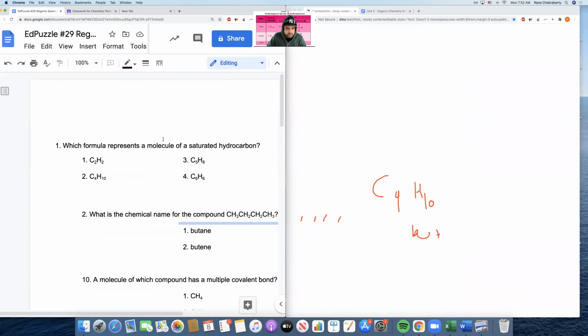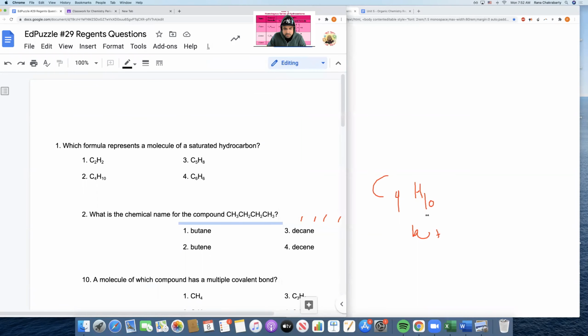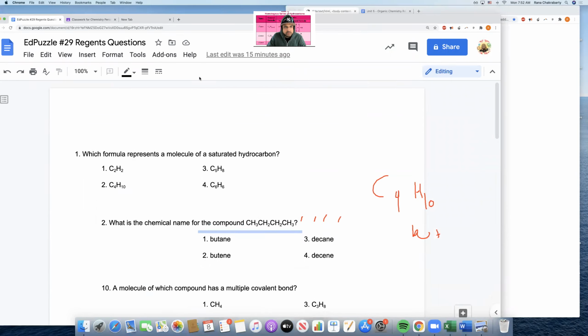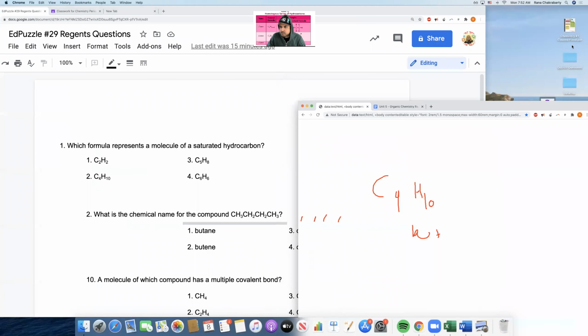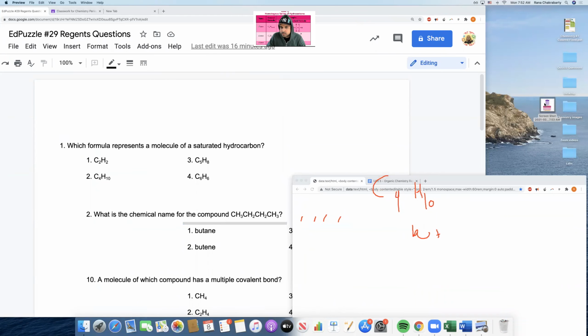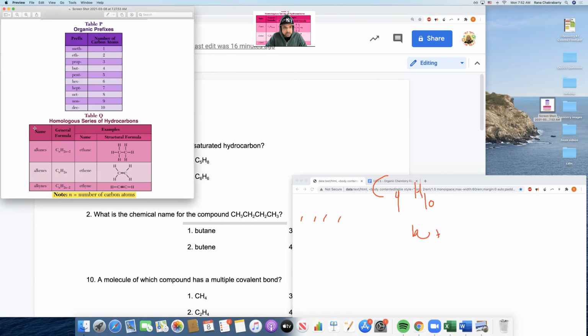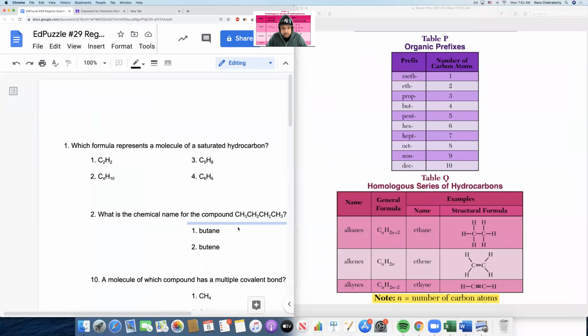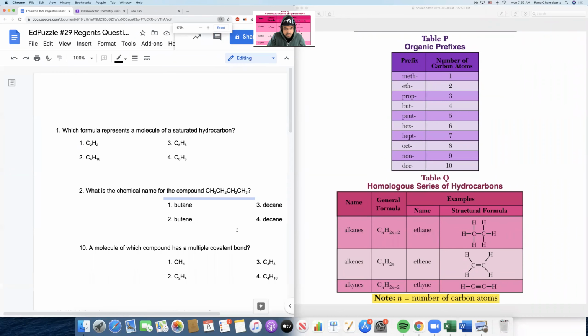I know bute is 4, and if it's double plus 2, it should be ANE, right, which is in your reference table, which I might have closed here, so I'll pull it back up. Sorry. All right, clear the screen so you guys can see that. Let me put this back over here and make this smaller.